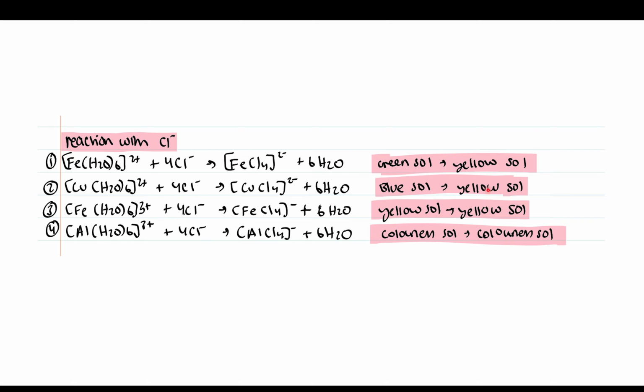The colors are pretty similar. You get yellow solution, yellow solution. Because this one started at yellow, it will still remain as yellow. But this one's a bit different, the fourth equation. It forms actually a colorless solution as well. So that's all the reaction with Cl-.